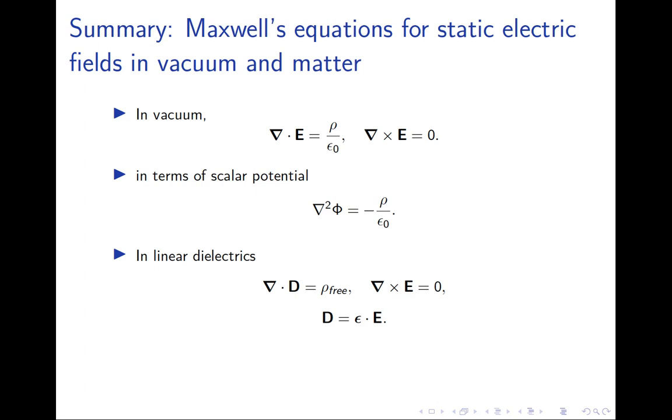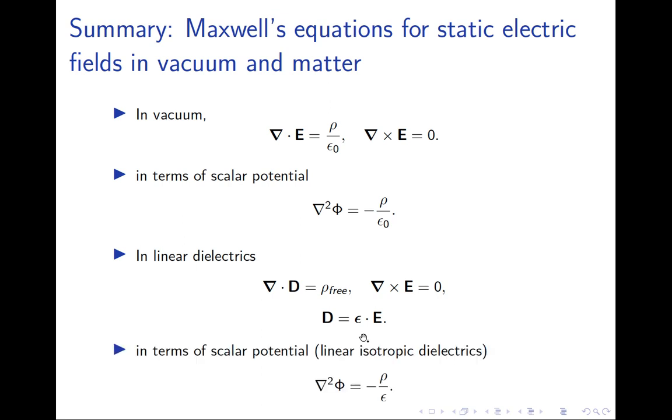I guess most of you are familiar with the dielectric constant, or relative permittivity, which is the ratio of epsilon to epsilon naught. For linear isotropic cases, these three equations can be encapsulated in a single Poisson equation, which is this. Notice the difference is that instead of epsilon naught, you have epsilon here.